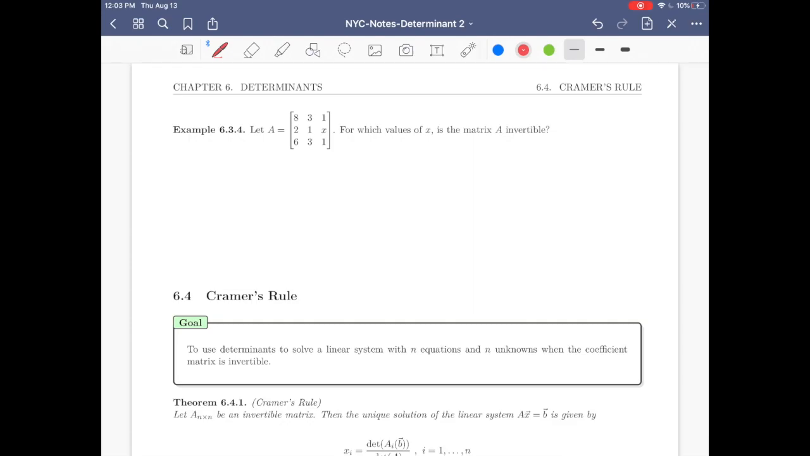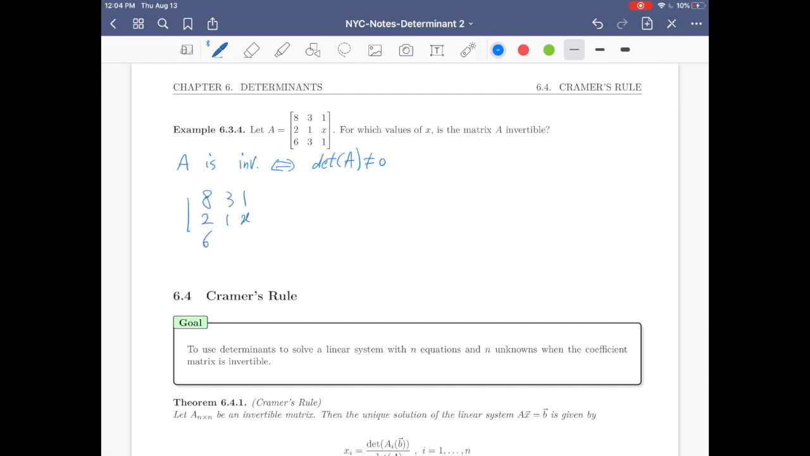Let A be a 3 by 3 matrix with entries 8, 3, 1, 2, 1, x, 6, 3, 1. For which values of x is the matrix A invertible? So we want to use a theorem. We say A is invertible if and only if the determinant of A is not 0. So we should calculate the determinant of A.